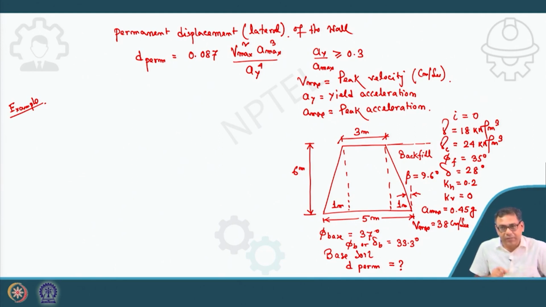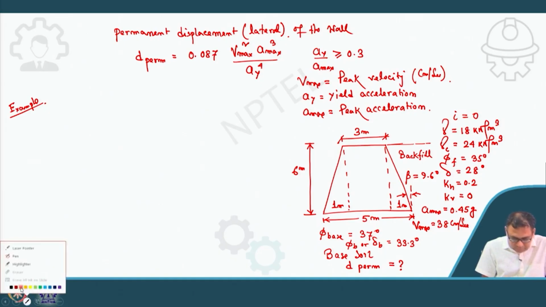And definitely it will slide when the applied acceleration is greater than the yield acceleration. That means first you have to calculate the yield acceleration. The Amax is given as 0.45, so this yield acceleration must be less than 0.45. If it is greater than 0.45, then the displacement will not occur.